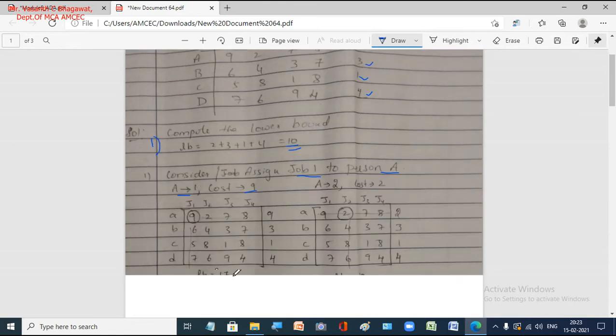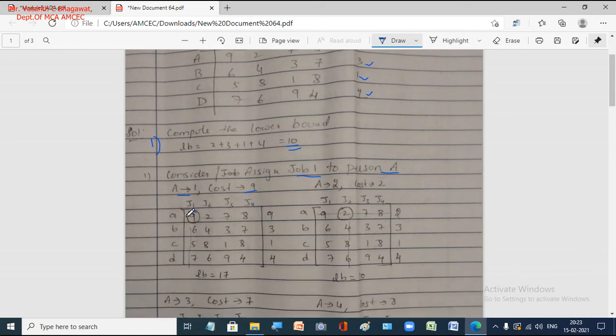Now we will write out the matrix once again. I will circle this 9, because job 1 is assigned to person A. If you assign job 1 to A, the cost of executing that is 9, so we write 9 here. Then we strike off this entire row and this entire column, right? Now we go to the second row. In the second row the remaining values are 4, 3 and 7. Out of these, 3 is the minimum. You write 3 here, right?